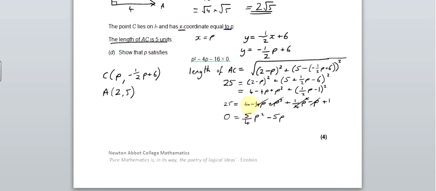And then we've got a 4 and a 1, which gives us 5, but then we're subtracting the 25. So I'm just going to multiply it through by 4 to get rid of the fraction, so 0 is equal to 5p squared minus 20p. Now I'm just going to observe that these two here, they turn out to be minus 20, and if I multiply it by 4 I get minus 100.